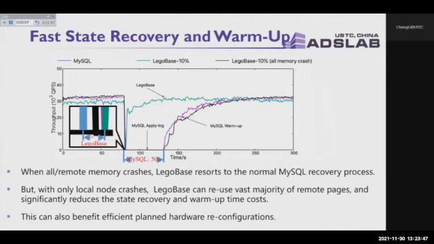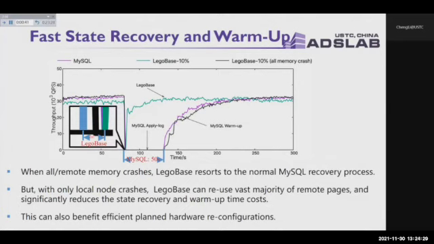Next, I will show that we claim we not only have latency benefits, but also can enable faster recovery and shorter warm up time. Here we deploy MySQL with all local, and also deploy LegoBase, and then we crash. This light green line represents that we crash the local site, and the black line represents LegoBase where we crash the remote site as well.